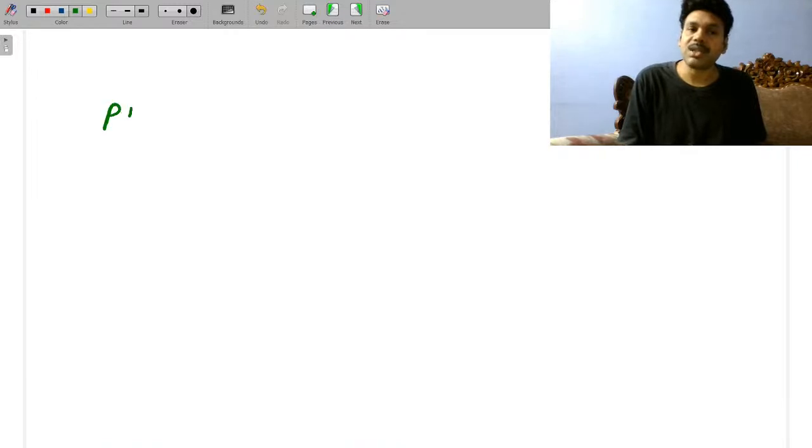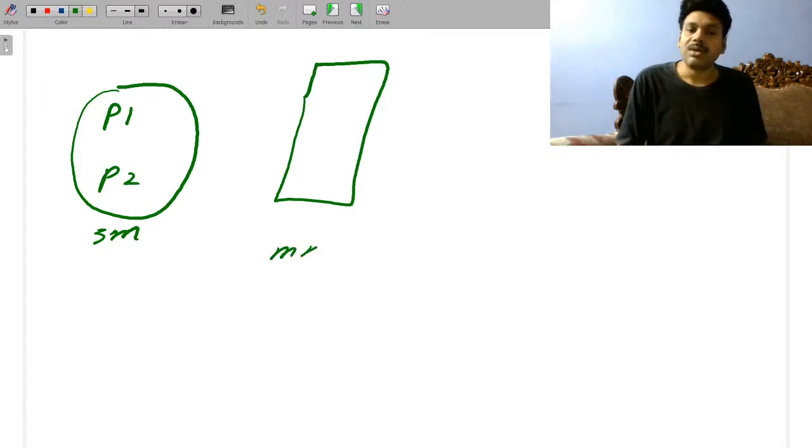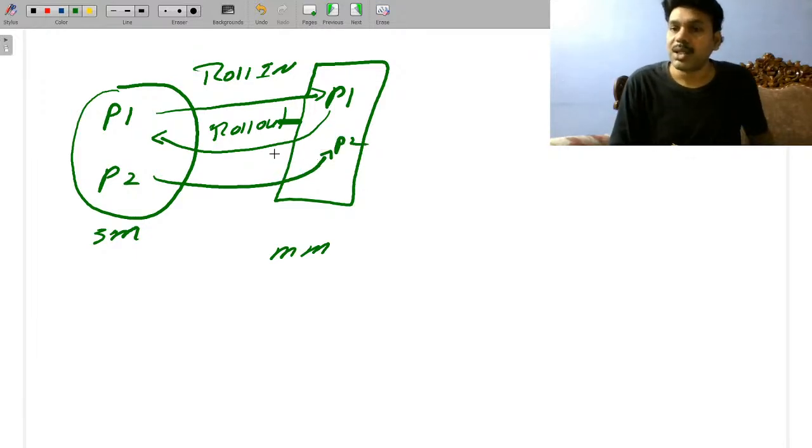Sometimes the process is in main memory. Assume there are two processes in your secondary memory, and this is your main memory. So if I am keeping this particular process onto your memory, it is called as what? Roll in, also called a swap in, sometimes P1. Then if you are bringing this P1 from here to there, it is called a roll out. Why? Because we want to occupy this time P2 here. So that's the concept of what? Swapping, suspension and suspension resumption.